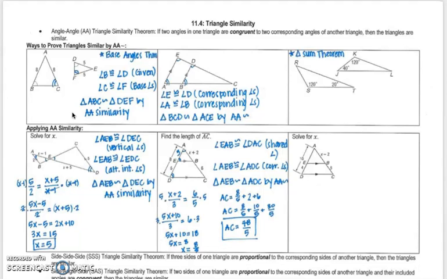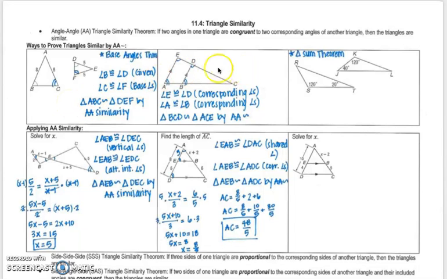Unlike triangle congruence, which you did in Geometry 1, you only need two pieces of information for angle-angle similarity, and that's because we use the triangle sum theorem to then prove the third angle. So that's something that doesn't need to be proven anymore.